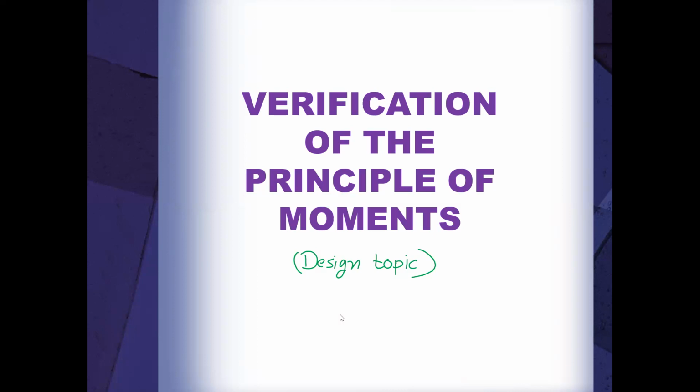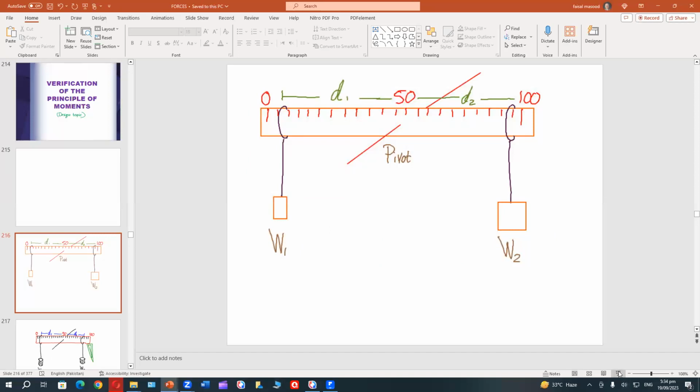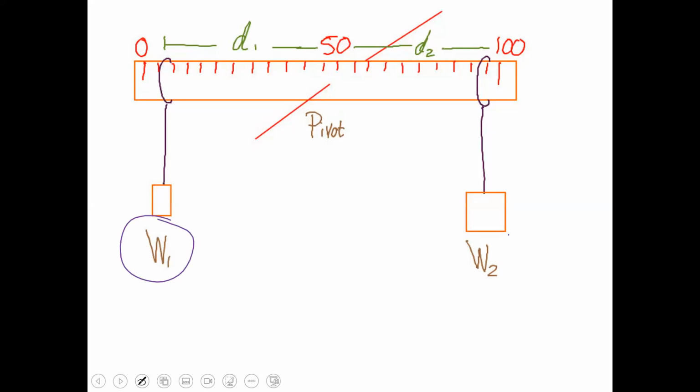Now, verification of the principle of moments. This is an old memory. Actually, it's a design question, and it shows how you can justify the principle of equilibrium. You can take a meter rule and pivot it at the 50 mark. Then you can put loads W1 and W2 on both sides, like here and here.